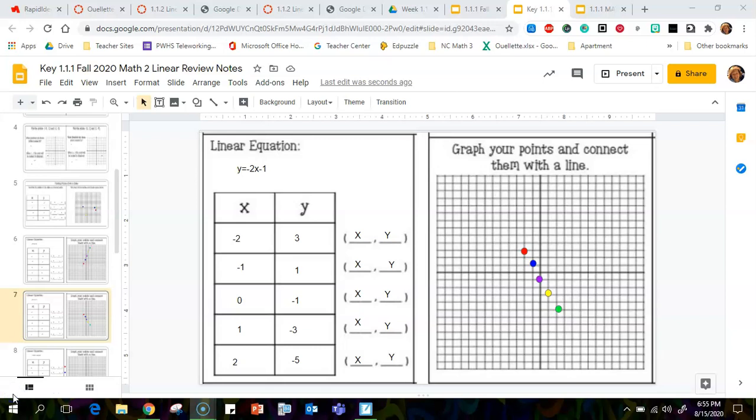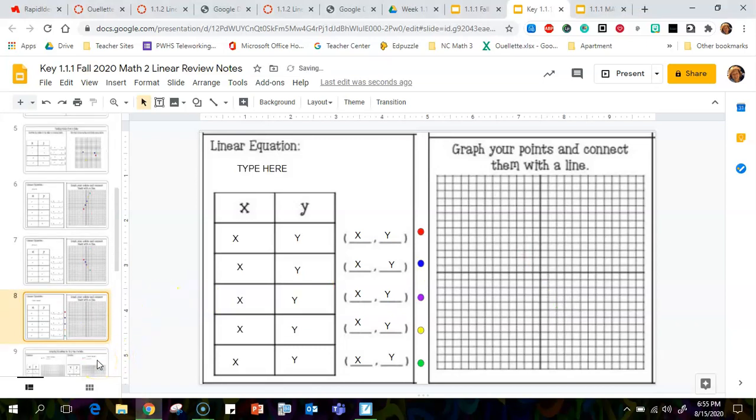Okay, so this is what I got when I plugged in my x values and solved for y. So I got -2, 3, so that's the red one, -1, 1, 0, -1, 1, -3, and 2, -5, and it's kind of a line. Again, these are a little bit bigger than points would be, so it's kind of hard to make a perfect straight line with these. So that's what it should look like.